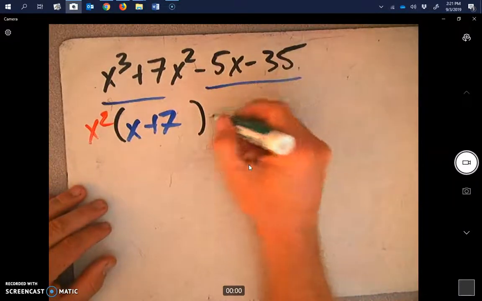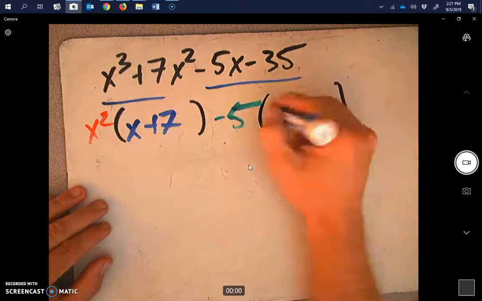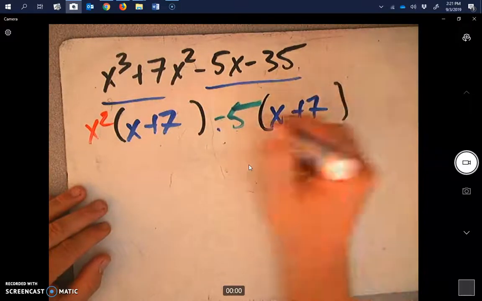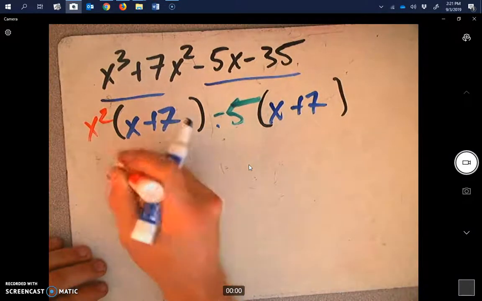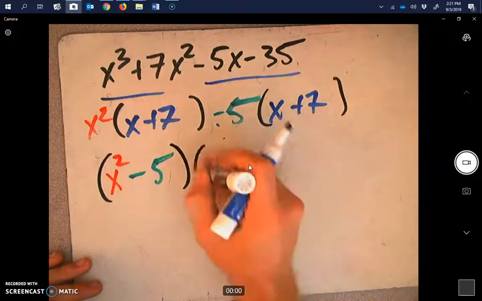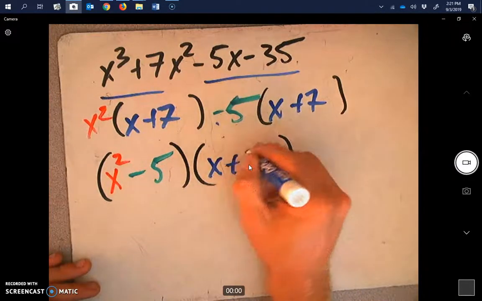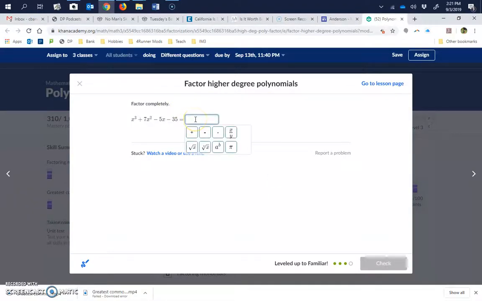On this side, we can pull out a negative 5. What's left over? Very likely an x plus 7. X goes here, negative 5 plus 7 times 7 is negative 35. So we've now factored this. We get our x squared minus 5 with our parentheses times x plus 7. And we are done with the assignment. You always do parentheses like that right away. Sometimes it helps. Make sure you get the format right. X squared minus 5, x plus 7. And we are done.